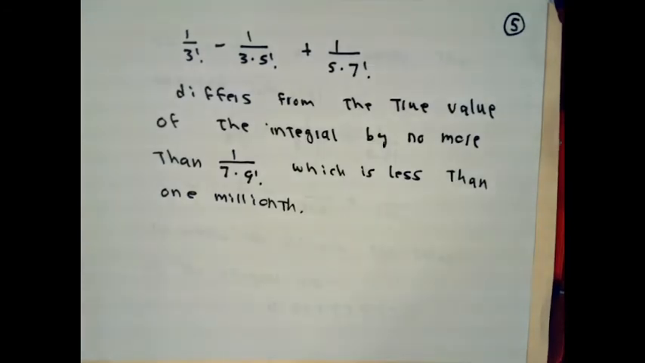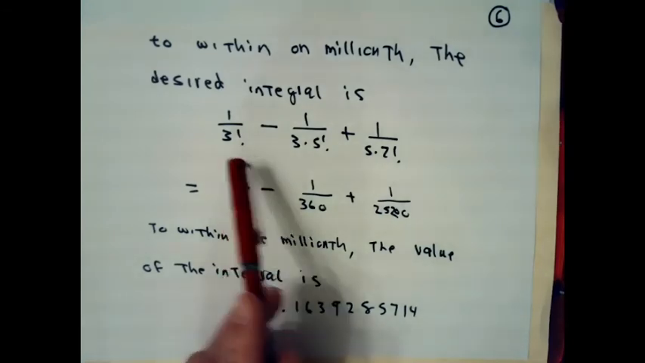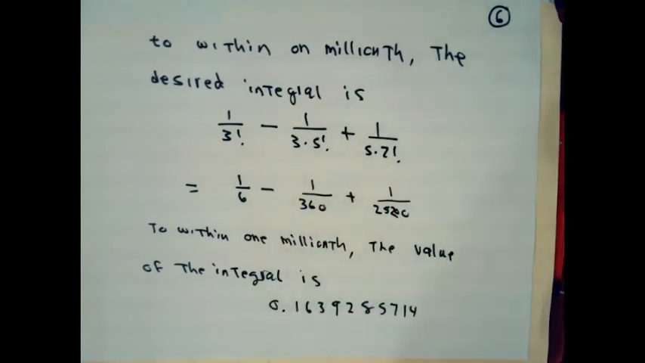Summarizing, keeping those three terms, the number that I get differs from the true value of the integral by no more than 1 over 7 times 9 factorial, which is less than 1 millionth. To within 1 millionth, the value of the integral is that number minus that number plus that number, which, getting out the calculator, is 0.16392855714.